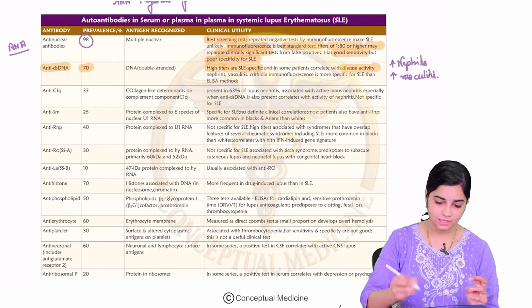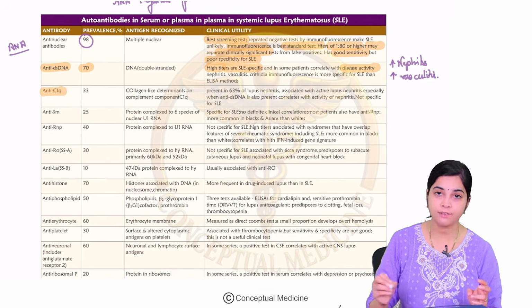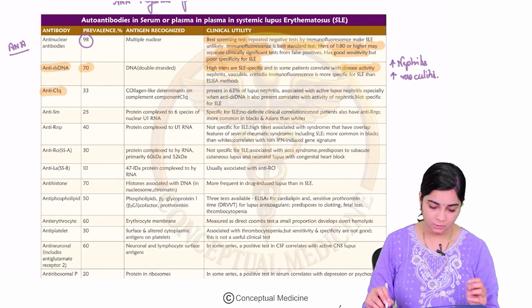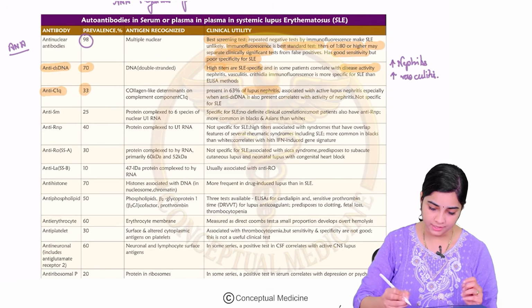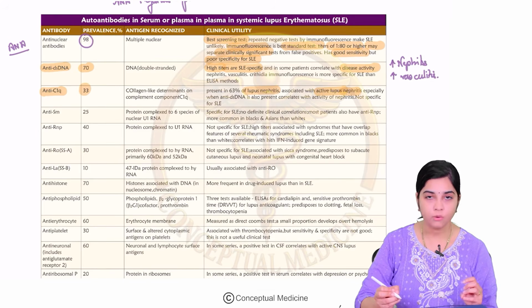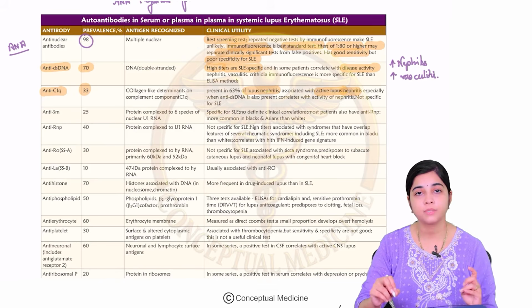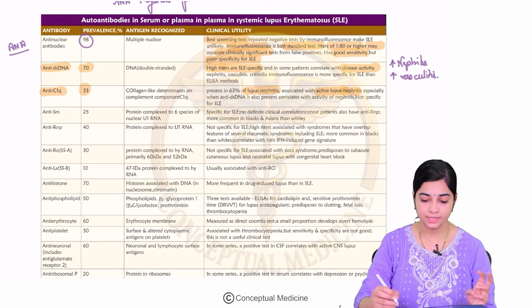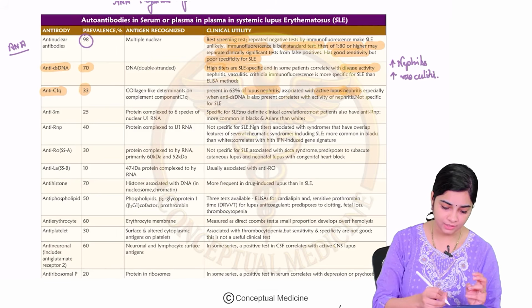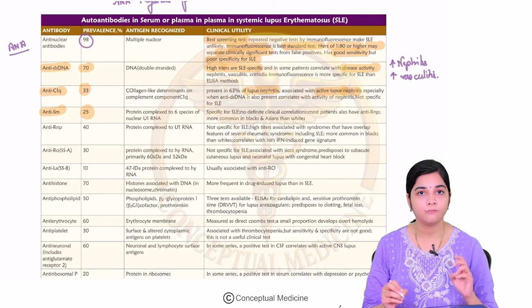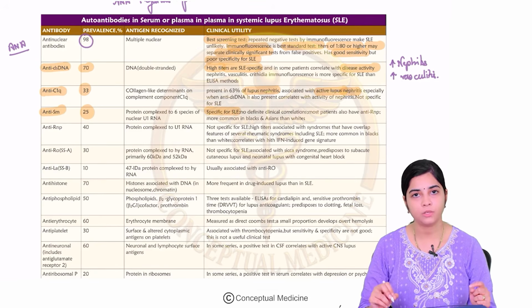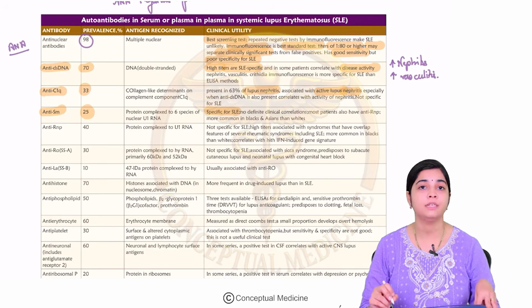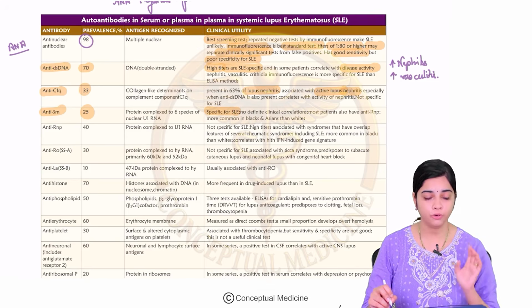So that is dsDNA. The third antibody is your anti-C1q, which is your early complement. This can be present in up to 30% of individuals, associated with lupus nephritis, especially active lupus nephritis. So which antibodies are associated with lupus nephritis? One is anti-dsDNA, the other is anti-C1q. Then we have your anti-Smith. Though it is found in only 25% of individuals with SLE, if it is present, it is highly specific for SLE. So apart from dsDNA, if anti-Smith is present, then it is highly specific for SLE.